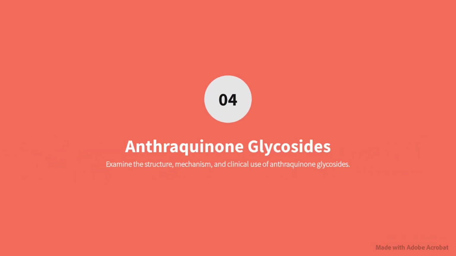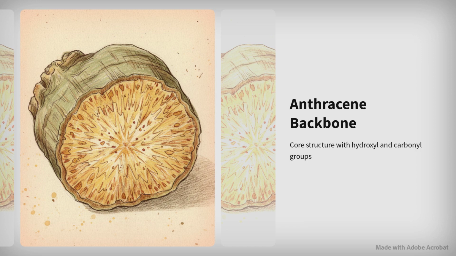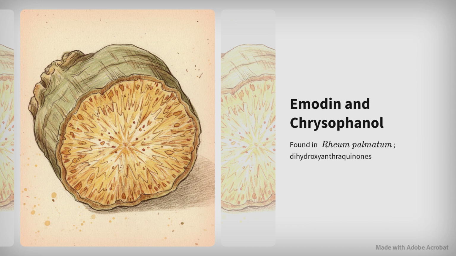Anthraquinone glycosides are best known for their role as natural laxatives. Let's explore their chemistry, how they work, and important safety considerations. Let's start with the chemistry. Anthraquinone glycosides have an anthracene backbone, and key examples include emodin and chrysophanol. The anthracene backbone, with its hydroxyl and carbonyl groups, forms the core of anthraquinone glycosides. Emodin and chrysophanol, found in Rheum palmatum, are examples of dihydroxyanthraquinones.